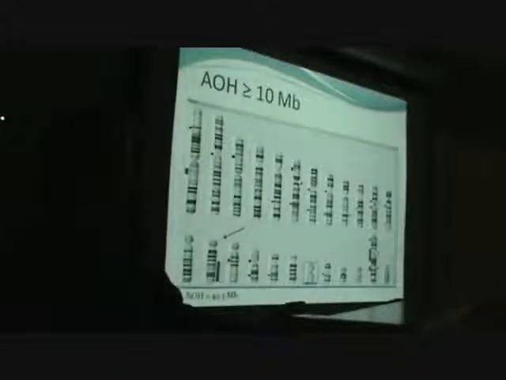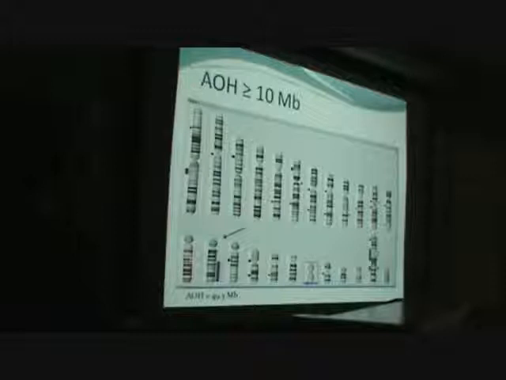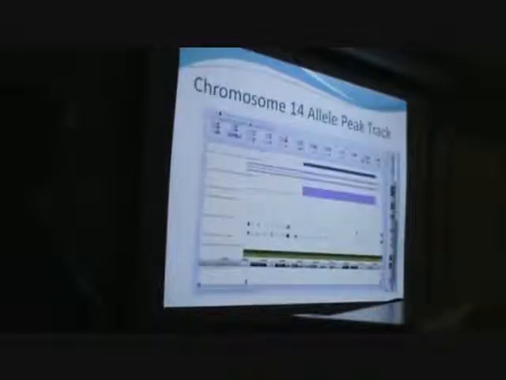Yep. All right. So this was a case just demonstrating AOH. It was a carrier of a balanced Robertsonian translocation involving 13 and 14. And whenever you have chromosome 14 involved in a Robertsonian translocation, there is a concern for uniparental disomy. When we looked at the SNPs for this case, we saw quite clearly a very large region of AOH on chromosome 14 that was almost 50 megabases. So it was very clear in the karyotype view.